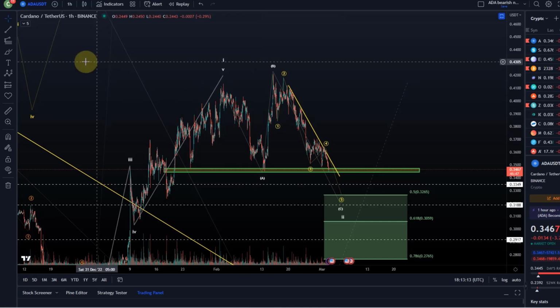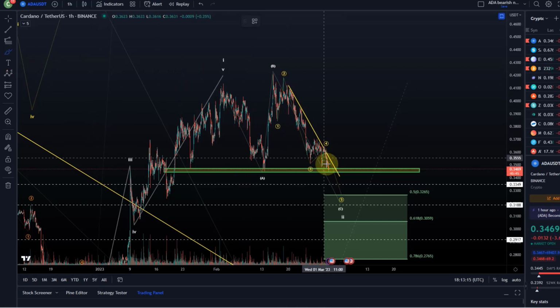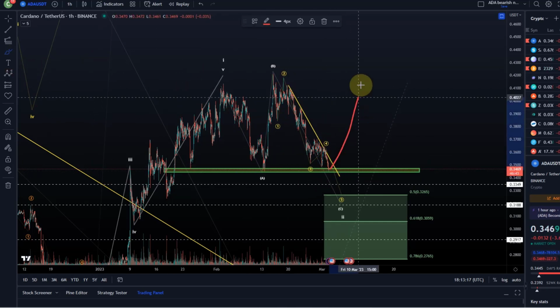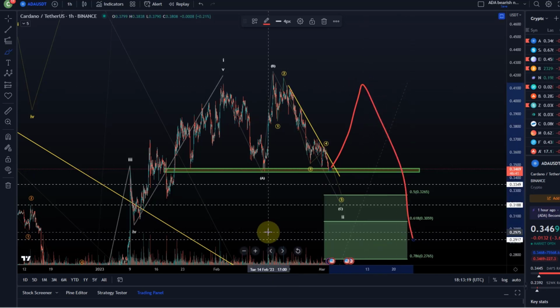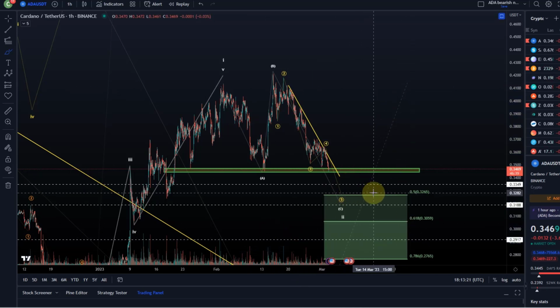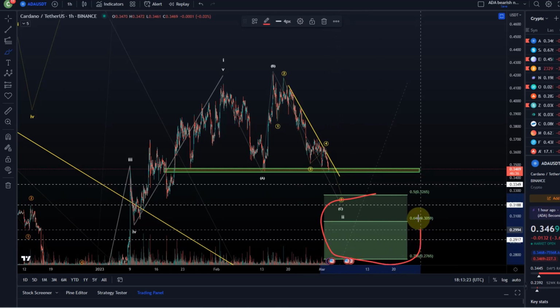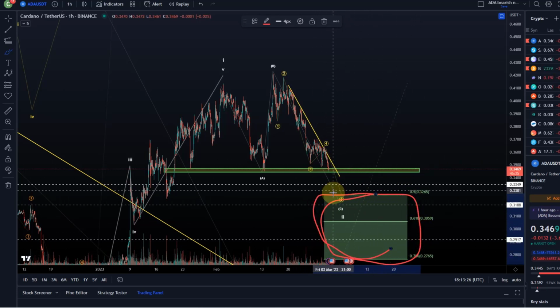It would just mean, okay, maybe this is an ABC of a larger corrective pattern. We then come up and then come down. But either way, from somewhere in this region here, we have to expect a bounce. And ideally, I would still look at this to come down lower. Obviously, the last chance here of support really now is to hold.